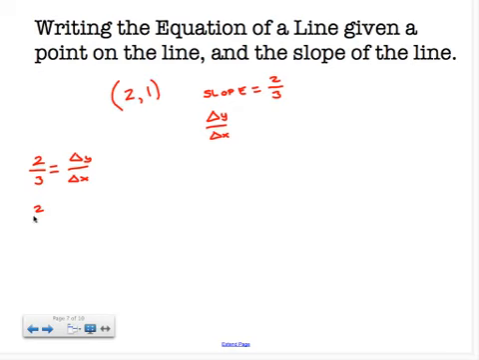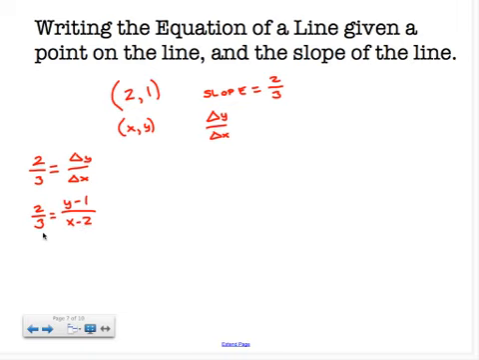So, I have to come up with a second point, and so let's use the general point (x, y), and this will create the relationship between x and y that we're looking for. So, the change in y here would be y minus 1, and the change in x would be x minus 2. From there, we just need to solve the equation for y.